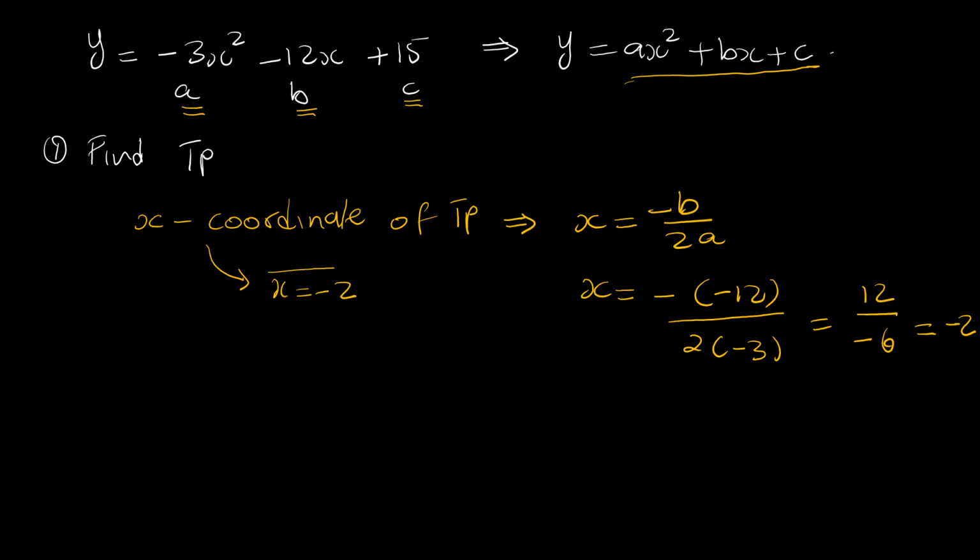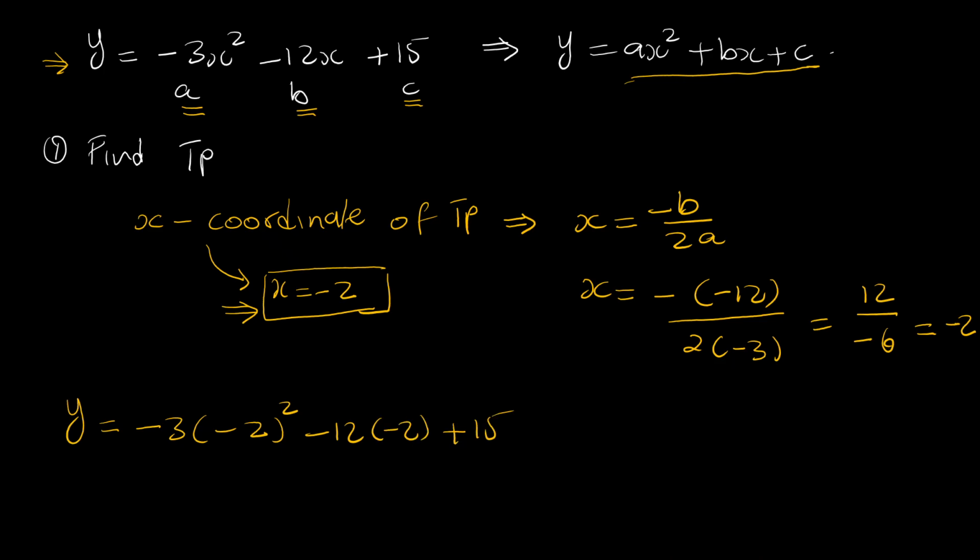So how can we find the corresponding y value for our turning point? We now substitute this value, x is equal to minus 2, into the equation that we just calculated. So y will be equal to minus 3, where there's x we put minus 2 squared, minus 12 times minus 2, plus 15. When you punch that on the calculator, we get our y to be 27.